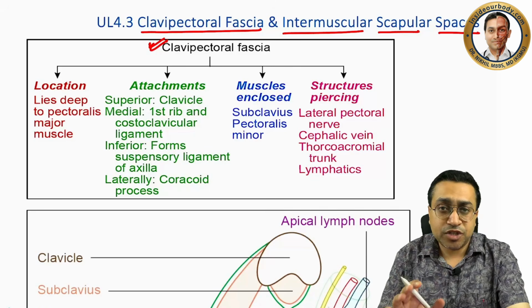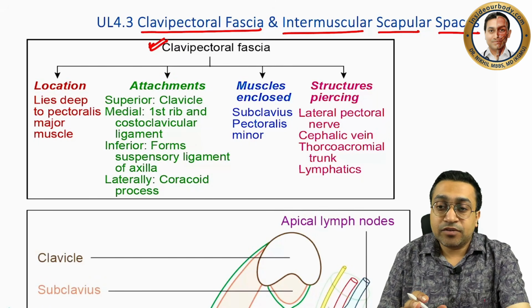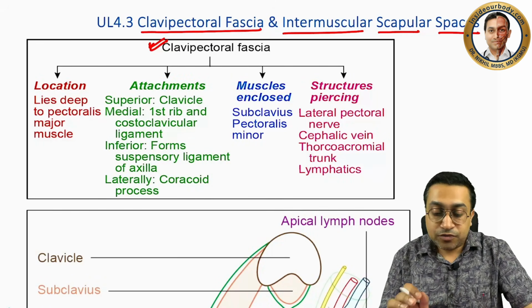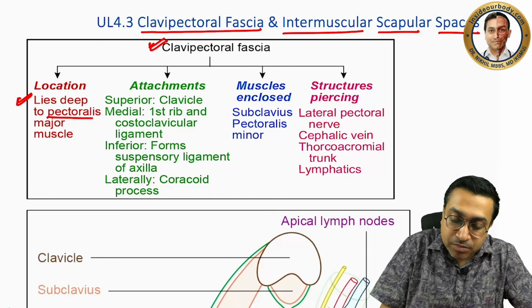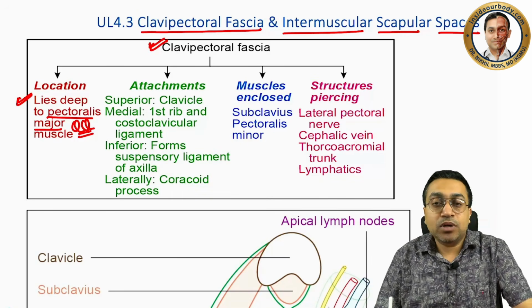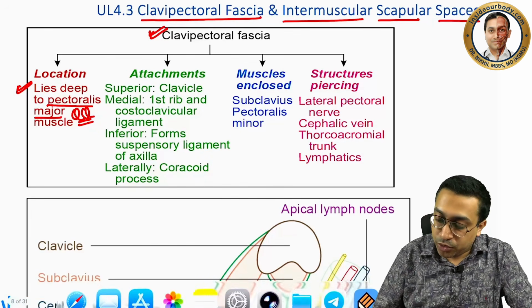Now it's a fascia. So where is it? That is the most important point. So this fascia lies deep to the pectoralis major muscle. That is an important MCQ also. It lies deep to the pectoralis major. Let me show you this fascia first.